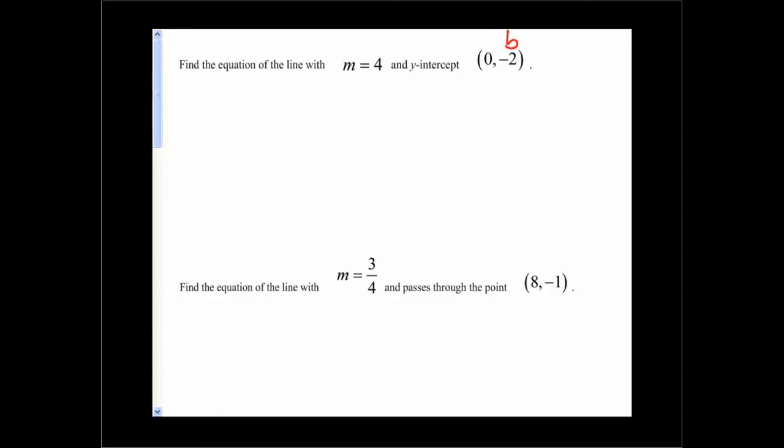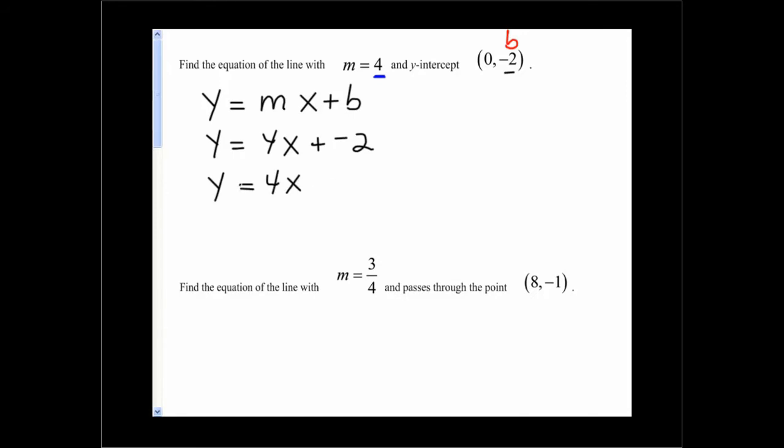So since we have slope and y-intercept, let's use the slope-intercept form of the line, y equals mx plus b, and then you can simply substitute the 4 for the slope and the -2 for b, so plus -2. Simplifying this, we would have y equals 4x minus 2, and this is the equation of the line with a slope of 4 and a y-intercept of -2.